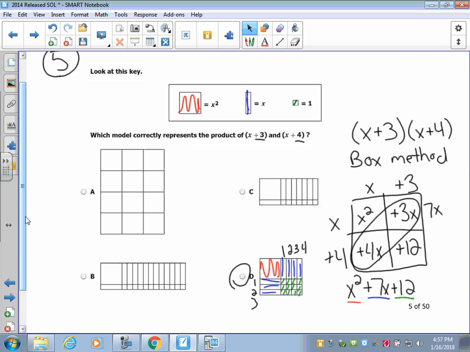So we talked about algebra tiles, something you should have seen definitely earlier in your schooling career. So that's going to be it for this video. Check back for the other ones to see how to do the other problems.